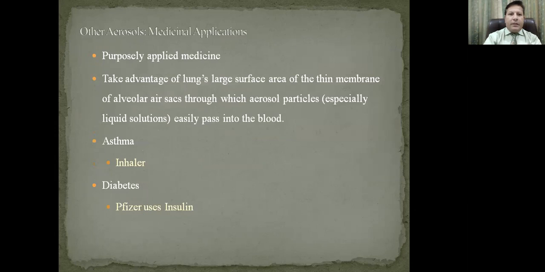Other aerosols are medicinal applications: purposefully applied medicine takes advantage of the lungs' large surface area of thin membrane of alveolar air sacs, through which aerosol particles, especially liquid solutions, easily pass into the blood. So whatever is present in air will go into the lungs through inhalation, because the alveolar sacs have a huge, fragile surface area, and these will settle down and be absorbed gradually into the blood. For asthma we use an inhaler, and for diabetes we use insulin and so on.